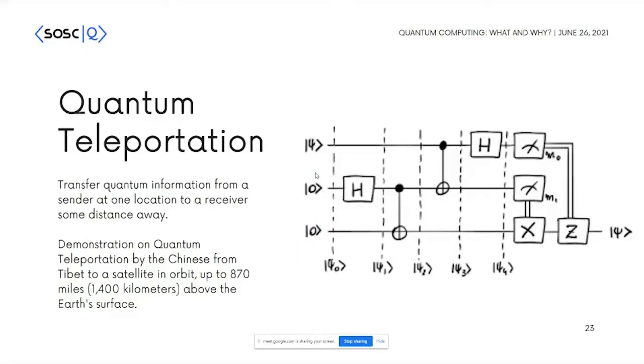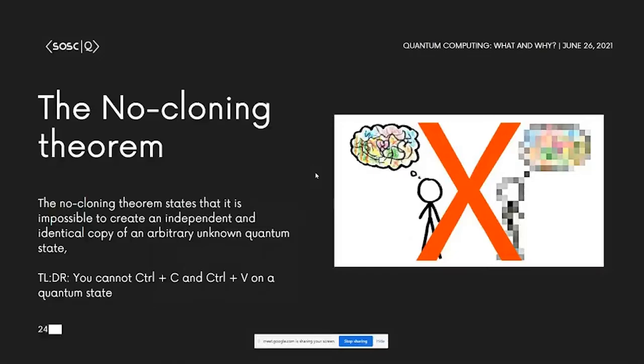Now you might ask, why are we doing this? Can't we just copy paste? Turns out, no. In quantum mechanics, we have something called the no cloning theorem. In a quantum computer, you cannot directly copy paste things. No Control C, Control V, because if you remember when I talked about measurement, it destroys the state.